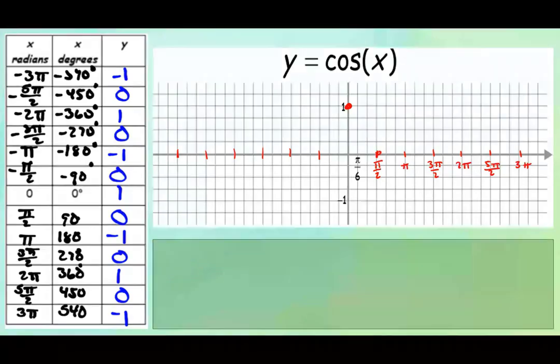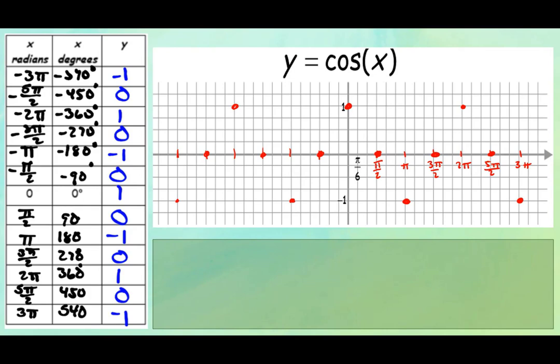Okay, it comes down to 0 at 90 degrees or pi over 2, and then at pi, it's going to be at negative 1. Then it's going to go back up to 0, then back up to positive 1, and then back down to 0, and then back down to negative 1. And we're going to complete the same pattern on this other side here.